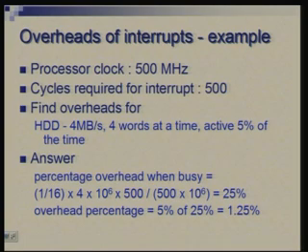Now, let us get back to a similar scenario and try to quantify the overheads of interrupt driven transfer. So, we have the same processor working at 500 megahertz. Now, let us say that the overhead per interrupt is a little more than the overhead of polling. So, suppose it is 500 cycles, and we want to see how it is going to work in the case of a hard disk drive.